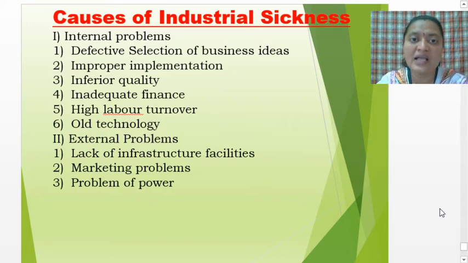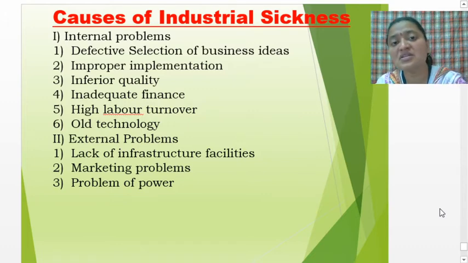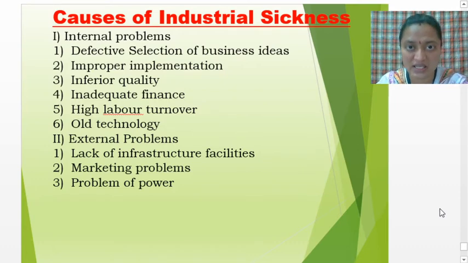The next one is high labor turnover. What is the meaning of labor turnover? Labor turnover means the laborers who are working in one company leave that company or organization and go to another company. What are the reasons why laborers leave one company and go to another organization? The main reason may be that they are not satisfied with the salary, or with the working conditions, or with other facilities provided in the organization, or with the opportunities they are getting in that company.